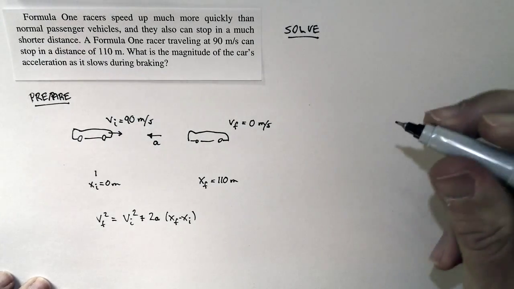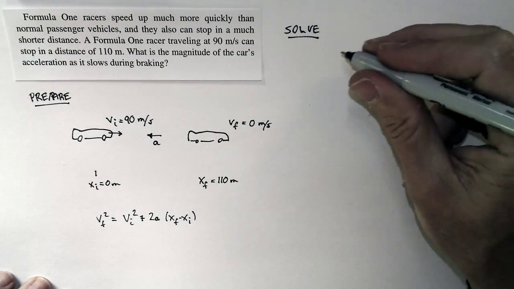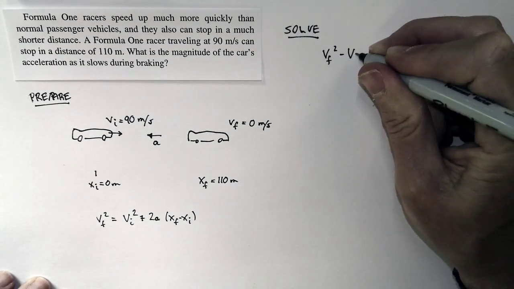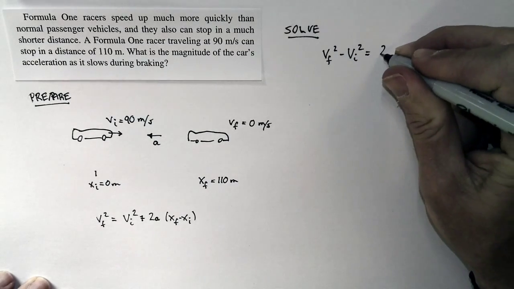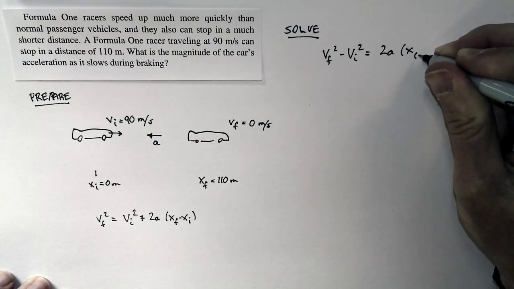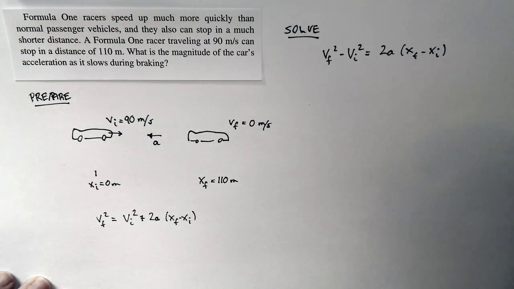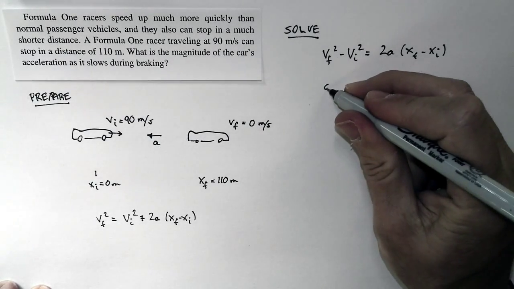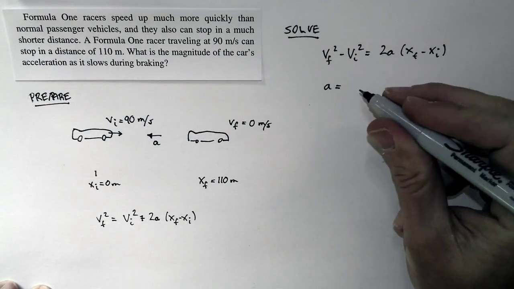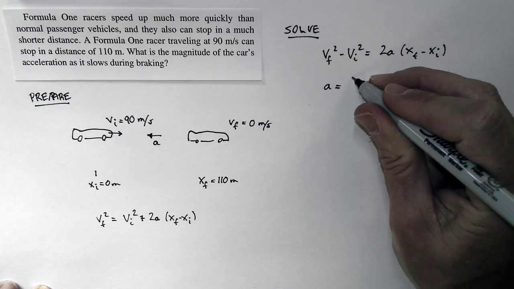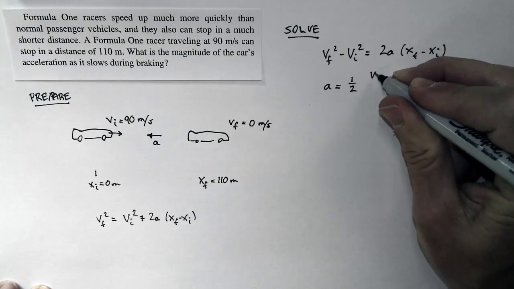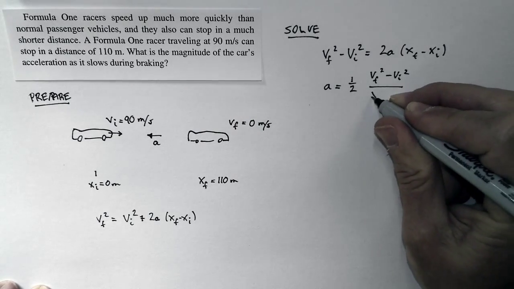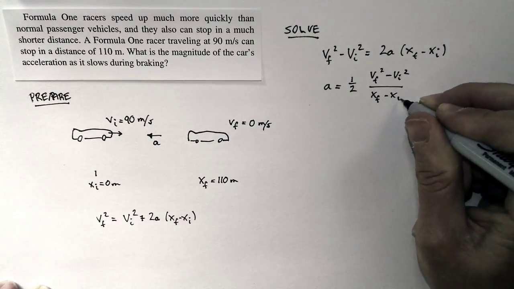And the solution is pretty straightforward. Here's our basic relationship. I'm going to rewrite it this way. Vf squared minus Vi squared is equal to 2 times a times (xf minus xi). Now what we're trying to find is the acceleration. This is what we're looking for. And so I'll just do some algebraic manipulation and come up with this. The acceleration is equal to 1/2 times (Vf squared minus Vi squared) divided by (xf minus xi).